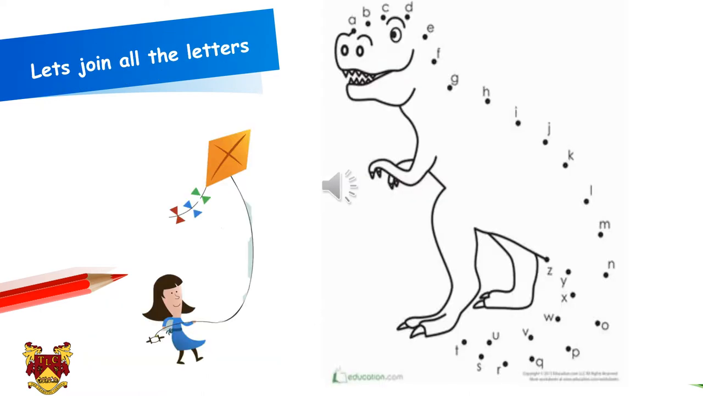Let's join the letters. My dear students, as you can see, on this page, there is an incomplete picture of a dinosaur. So what I want you to do, I want you to join the letters together by singing the ABC song. You can do it with a pencil or any other colored pencil.